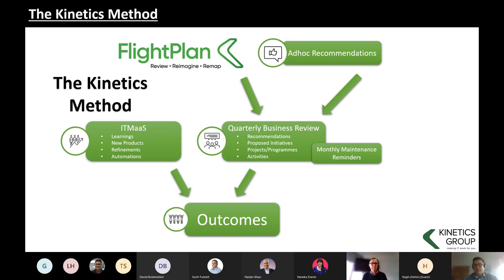And remember, we're not just putting these things in front of you because we think they're a good idea. If they've come from a flight plan, you've actually prioritized those things and have said that they're important strategically to your business. So it's a good checkpoint for both of us in our service delivery that we're focused on the right things. We also look at proposed initiatives, the projects and programs that are already underway, and key activities where we look at the lights on stuff as well. And most quarterly business reviews, I have to be honest, we don't talk about the lights on stuff.